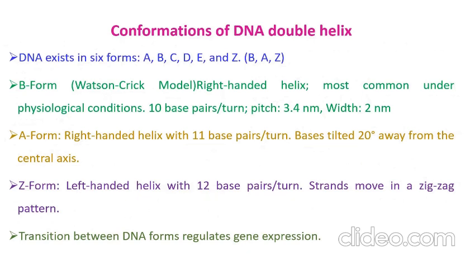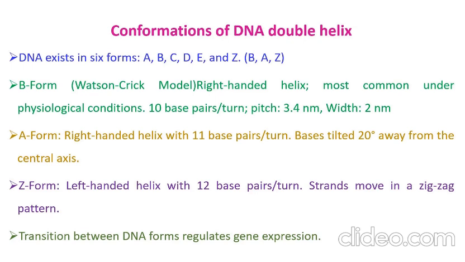Conformations of the DNA double helix. DNA exists in 6 forms: A, B, C, D, E, and Z DNA. Among these, B-DNA, A-DNA, and Z-DNA are very important. The B form of the DNA double helix described by Watson and Crick is the most predominant form under physiological conditions. Each turn of the B form has 10 base pairs spanning a distance of 3.4 nanometer. The width of the double helix is 2 nanometer.